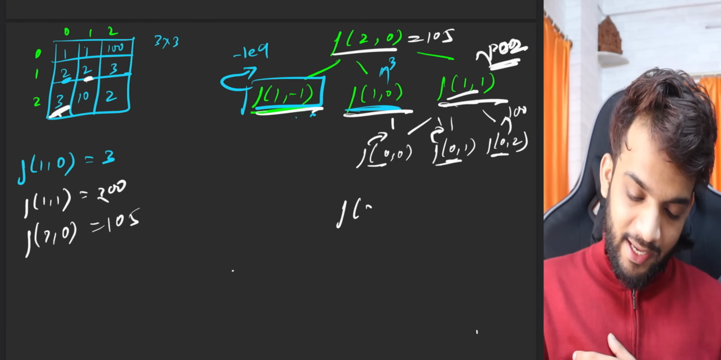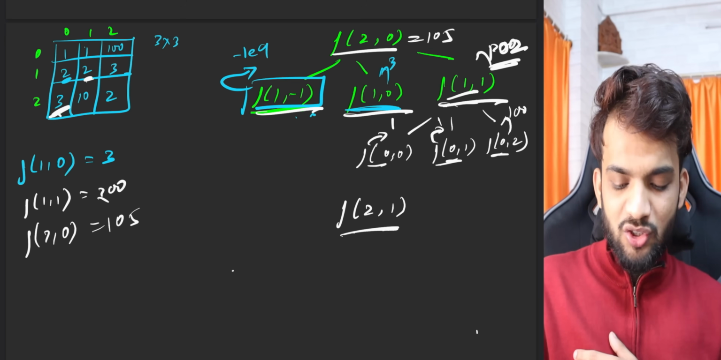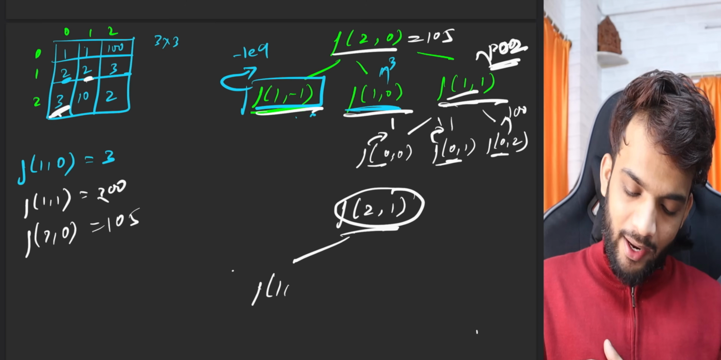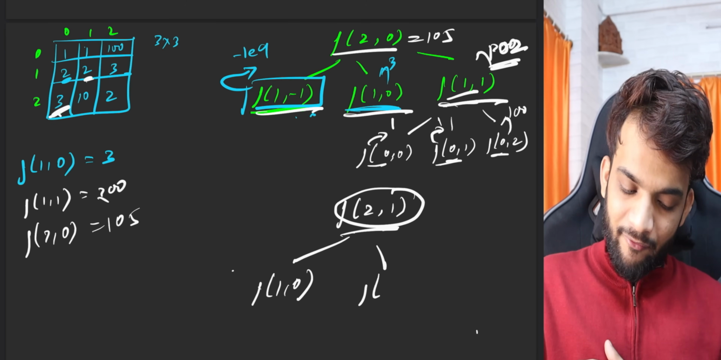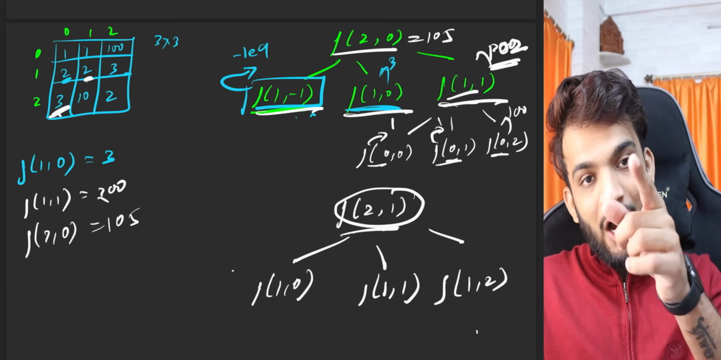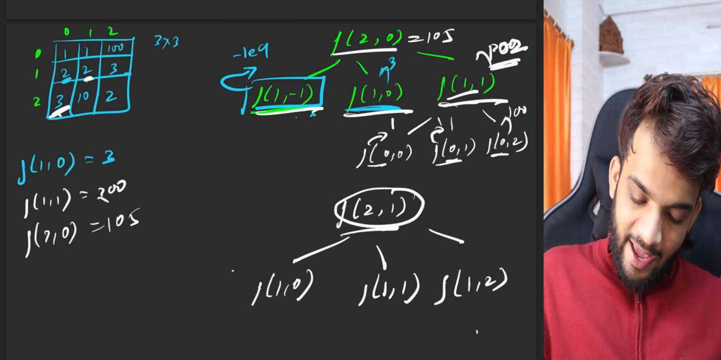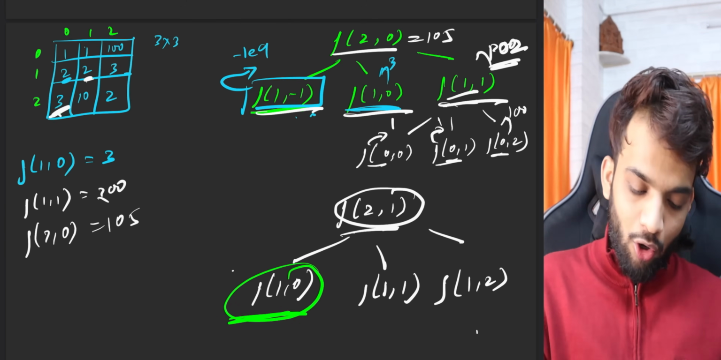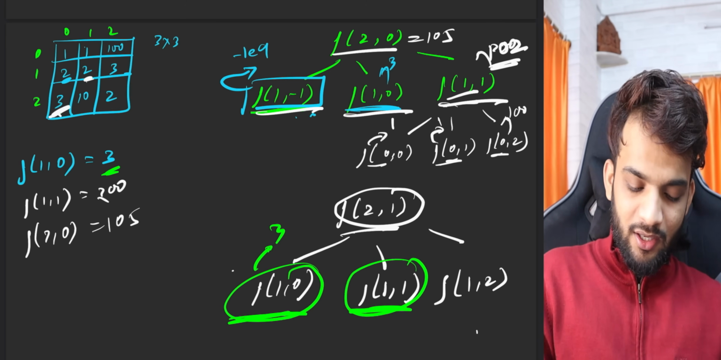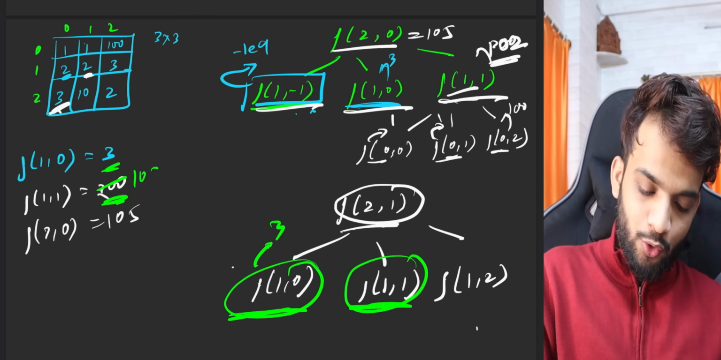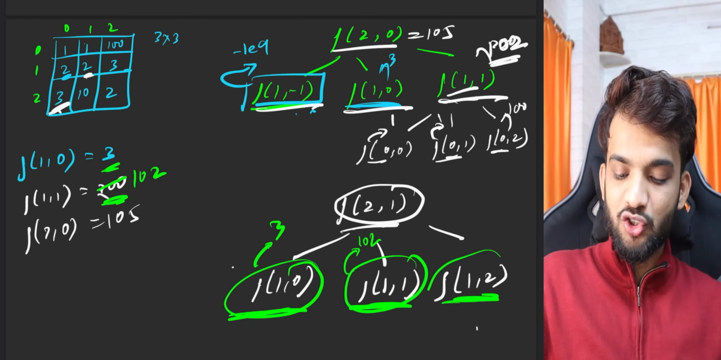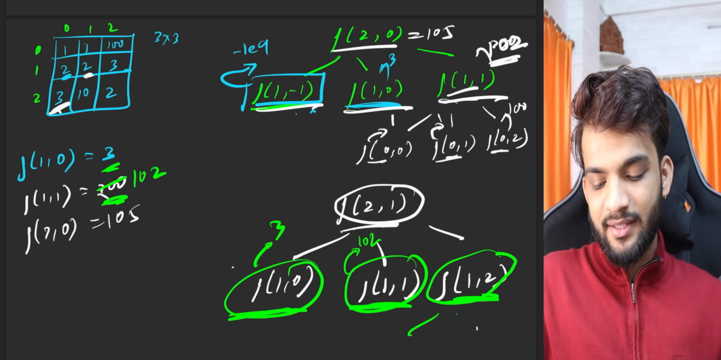So if you start from 10, it will be 2 comma 1. So when you start from 2 comma 1, you will go to f of 1 comma 0, you will go to f of 1 comma 1, you will go to f of 1 comma 2. Now you see overlapping subproblems. F of 1 comma 0 is already solved as 3, so you can directly return. F of 1, 1 is already solved as rather 102, so you'll directly return 102. F of 1, 2 is not solved. So this is the only thing that you'll explore.